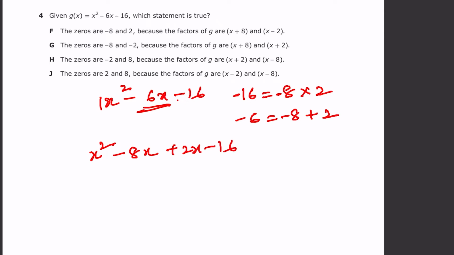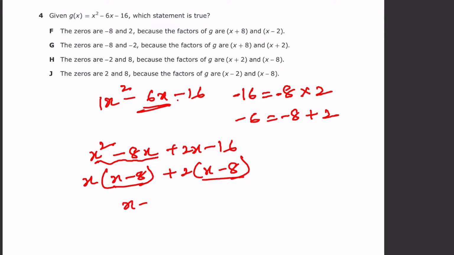So now this you can factorize in this way, taking x common in these two: x into x minus 8 plus 2 into x minus 8. So now you can take out x minus 8 common from these two, into x plus 2. Now to find the zeros of this quadratic equation, you have to equate them to 0.